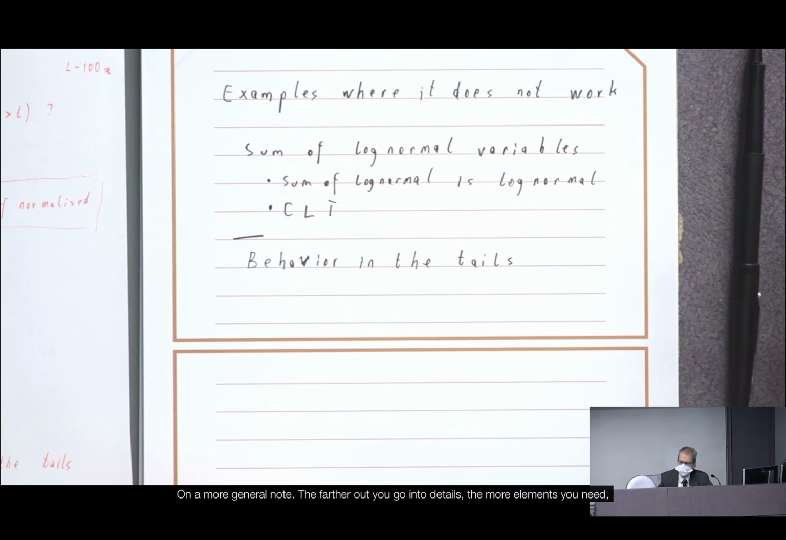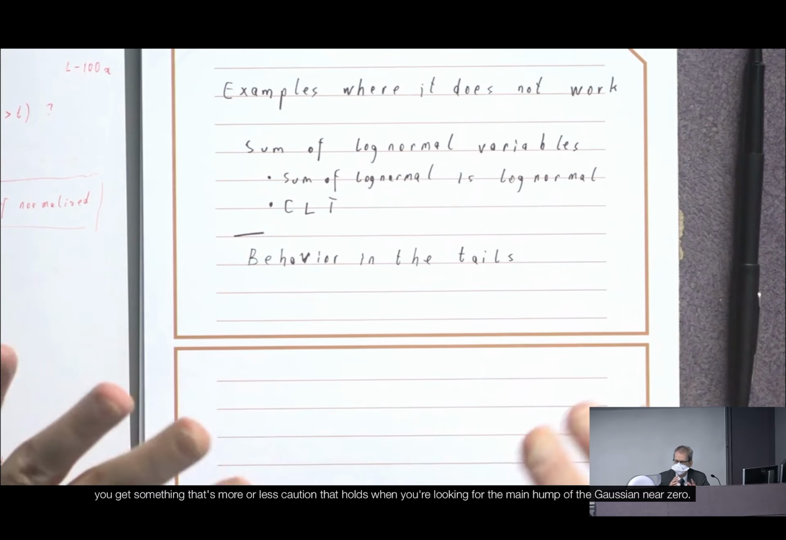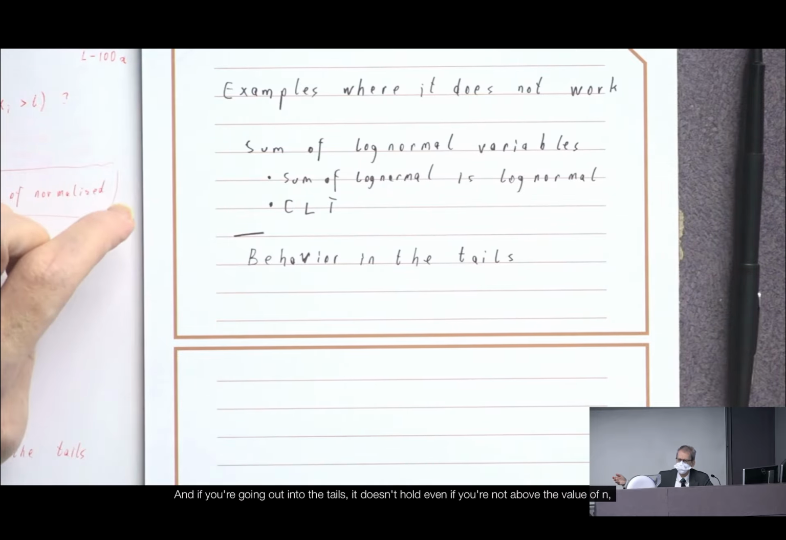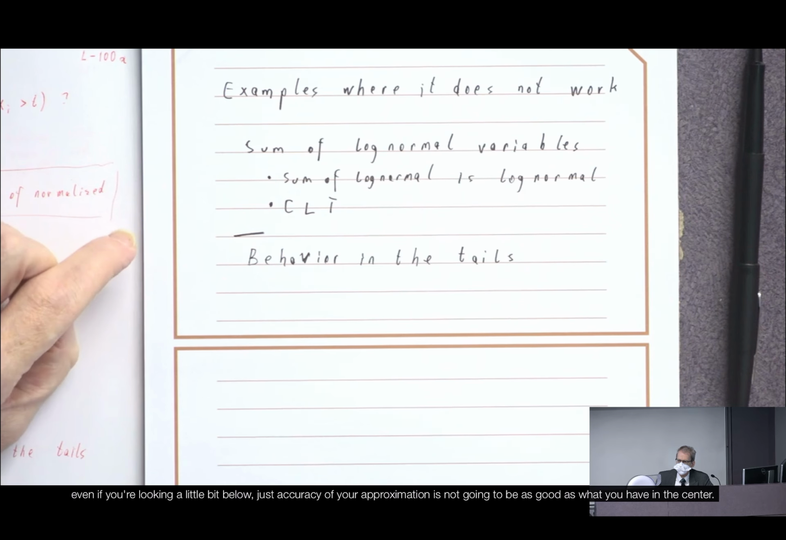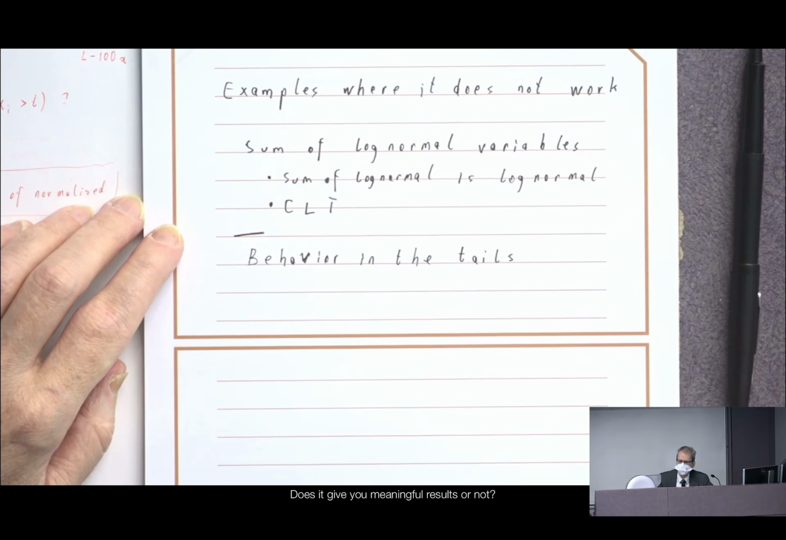On a more general note, the farther out you go into the tails, the more terms you need in your sum in order to have a good approximation. So that rule of thumb, that if you sum up 20 uniform random variables you get something that's more or less Gaussian, holds when you're looking at the main hump of the Gaussian near 0. If you're going out into the tails, it doesn't hold. Even if you're not above the value of n, even if you're looking a little bit below, the accuracy of your approximation is not going to be as good as what you have in the center. So under all these circumstances, you have to very carefully consider: is the CLT applicable? Does it give you meaningful results or not?